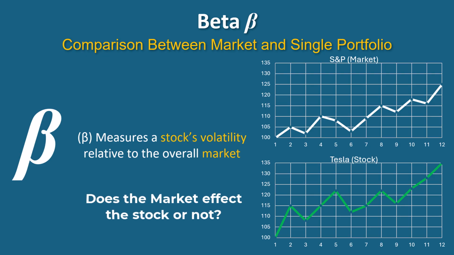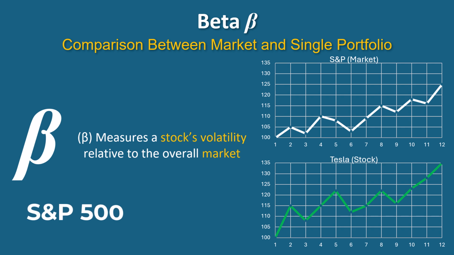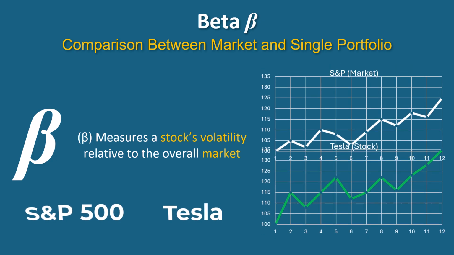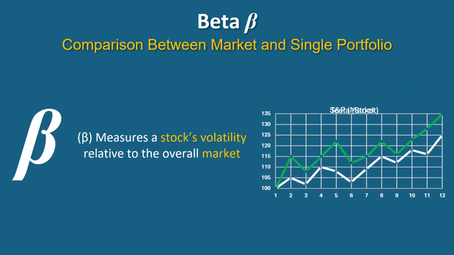In this example, the overall market is the S&P 500 and the individual stock is Tesla. From this graph, we can see that Tesla's stock is more volatile than the whole market. But how much more volatile? That can be calculated with beta.